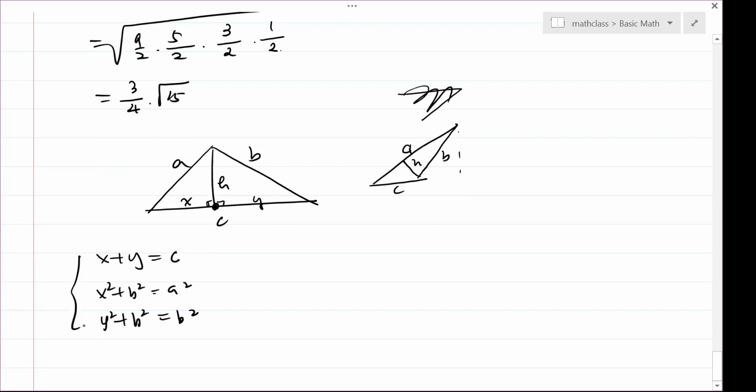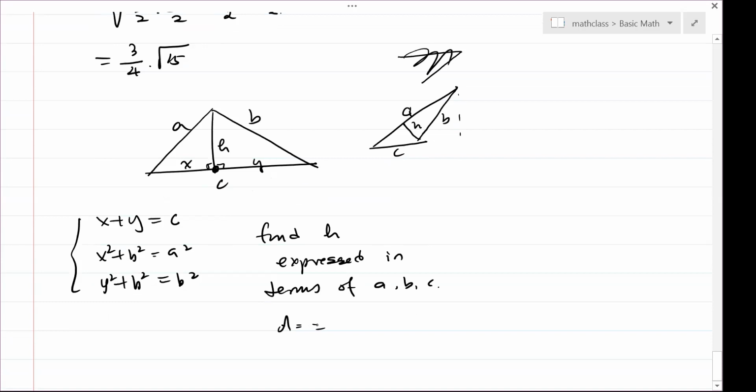My question is, can we find h and express it in terms of a, b, c? If you are able to express h in terms of a, b, c, then you get the area formula, right? The area formula is going to be half of c, the base, times h. Got it? Technically, you can do it by yourself. Look at those 3 equations. That's a research project. You can do it.